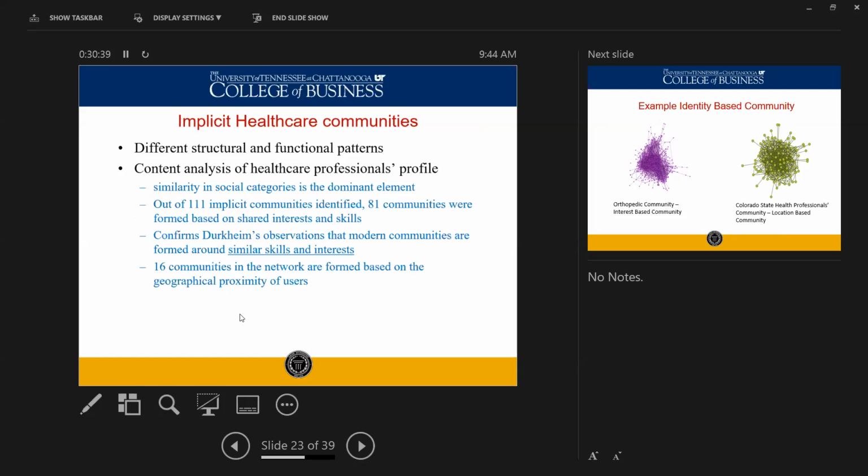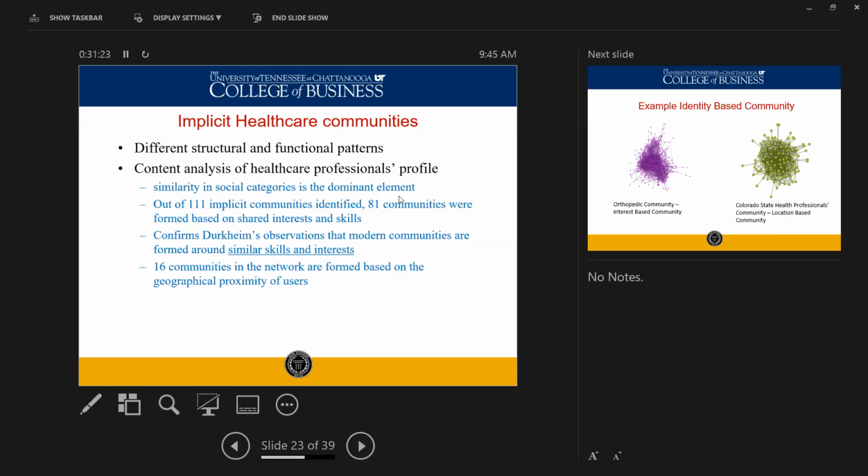These implicit communities which we identified had different structures and functional patterns. Then we started doing the content analysis of these healthcare professionals' profiles. We looked at what type of people are in these communities, to figure out how they are formed, which was quite interesting. What we found is that similarity in the social categories is the dominant element which brought them together.